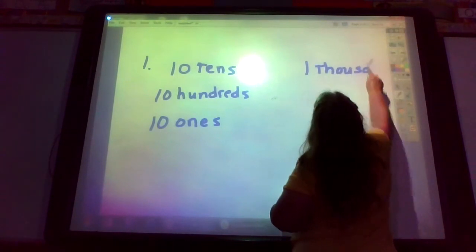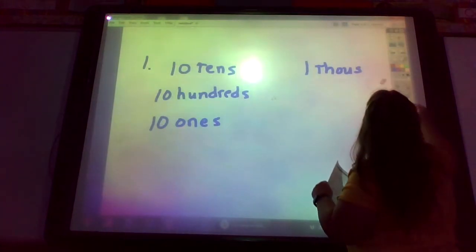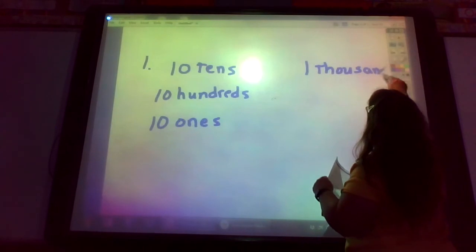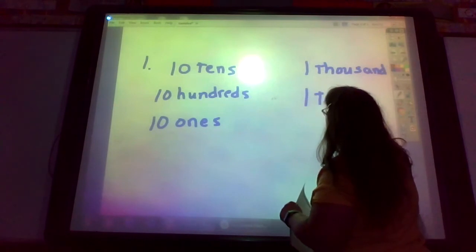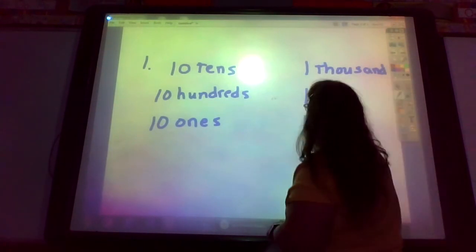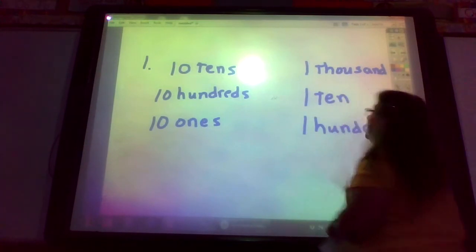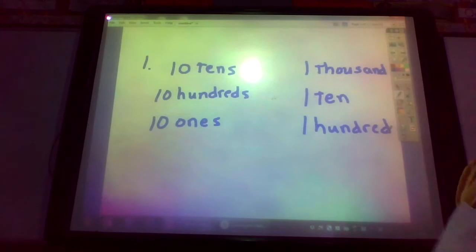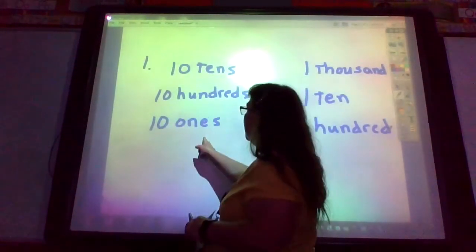And this is where the words come in. Gotta know the words. We have 1,000, we have 10, and we have 100. We need to match these up. I'm going to draw a line between them. I'm going to start with the easiest ones first. I'm going to start with the ones. This one says 10 ones.